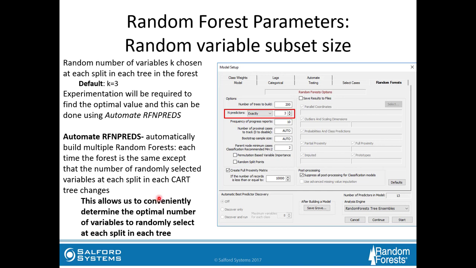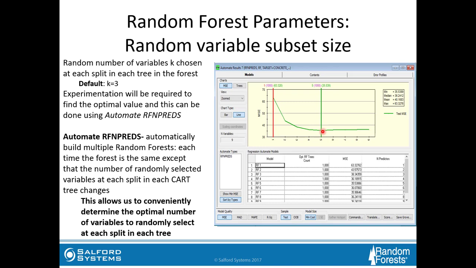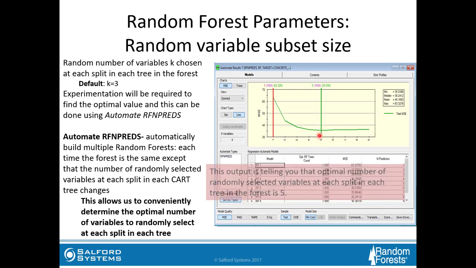If you think about what you'd have to do without this, you'd have to run the model once. For instance, here it's 3, you'd click start and run the model. Then you'd maybe change this to 4, click start again, run the model. Then to 5, click start again, and so on. You could see how tedious that would be. So we put this nice automated procedure in for you. The output from this procedure is going to look something like this. What this output is telling you is that the optimal number of randomly selected variables at each split in each tree in the forest is just 5. Again, this is much nicer than having to do this individually each time and then compare the error rates manually.